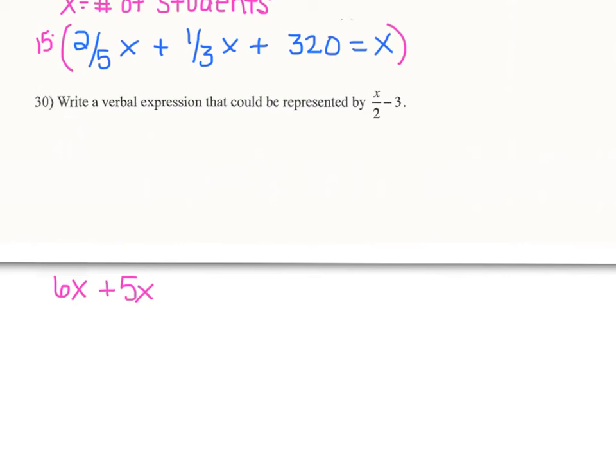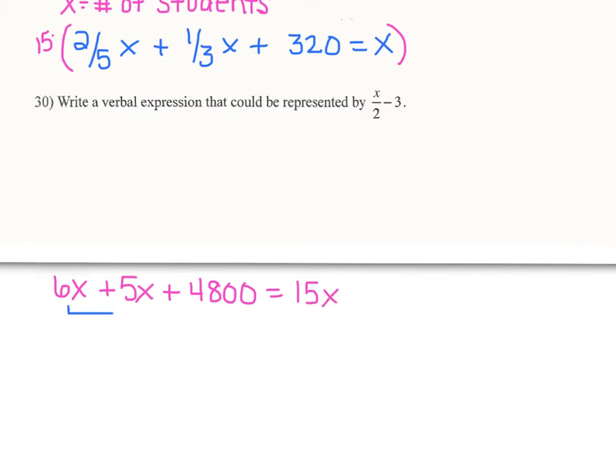The thing that people forget all the time is that this 15 also needs to be multiplied by the 320. So 15 times 320 is equal to 4,800. And then, even if you remember that, you also have to remember that the 15 needs to be multiplied by this x down here. So every single piece of your equation gets a 15. So now this is going to be 15x. Now I can solve it.